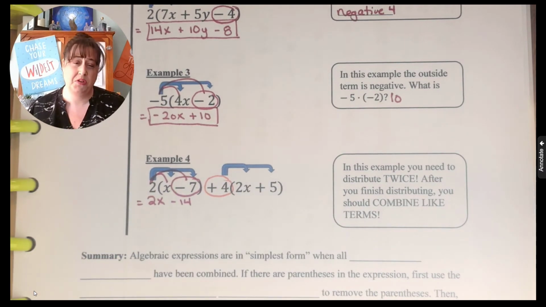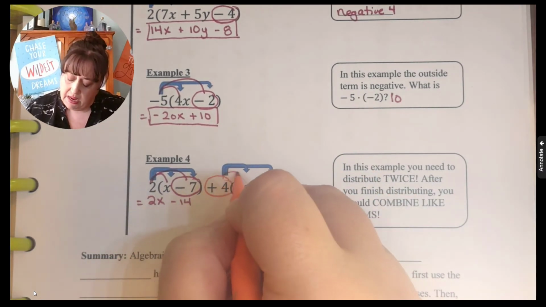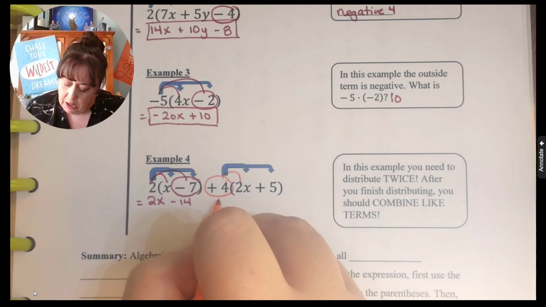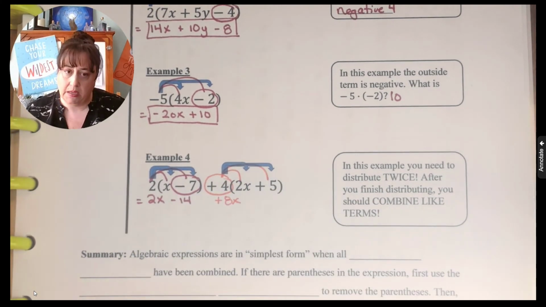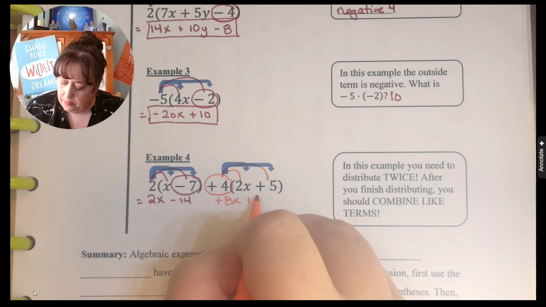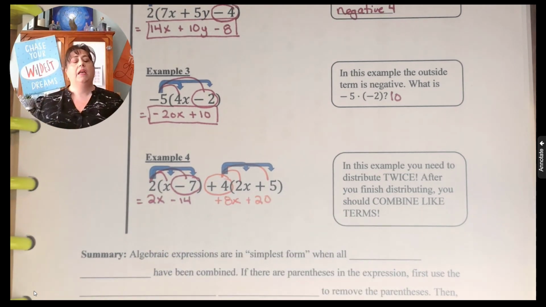I circle it to make sure I do the right thing. Positive 4 times a 2x is a positive 8x. And a positive 4 times a positive 5 is 20. And then we look at this and we see we do have like terms in this case.